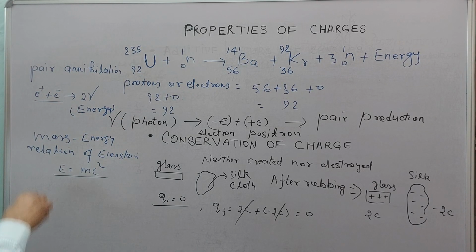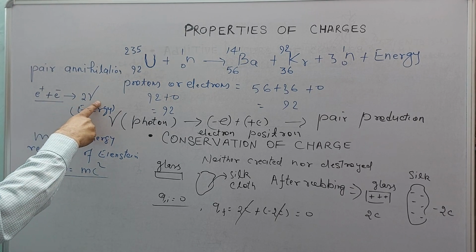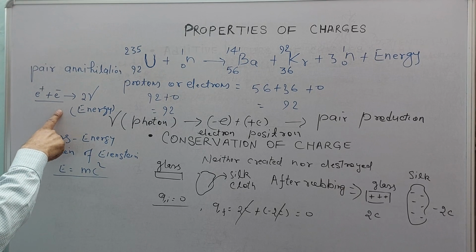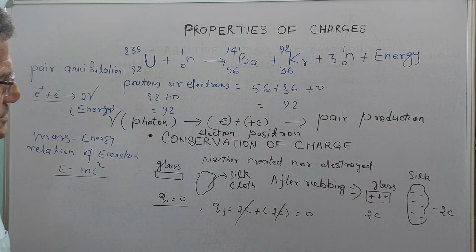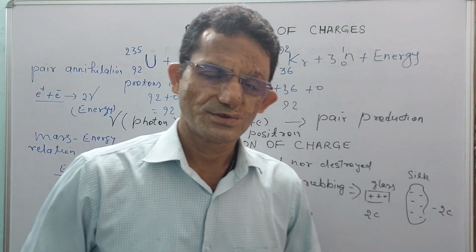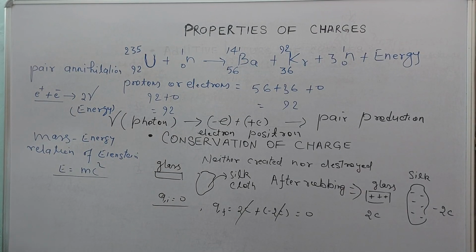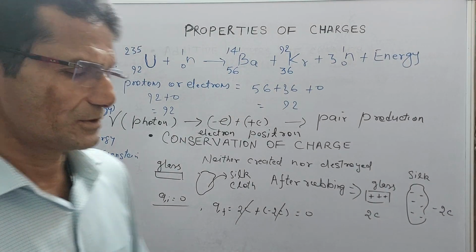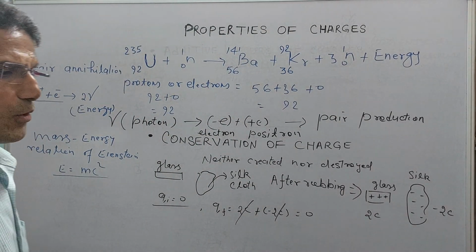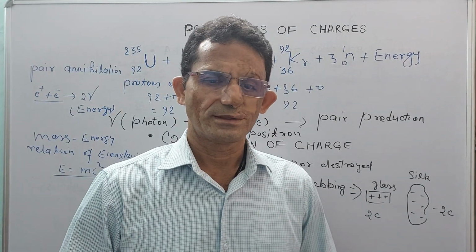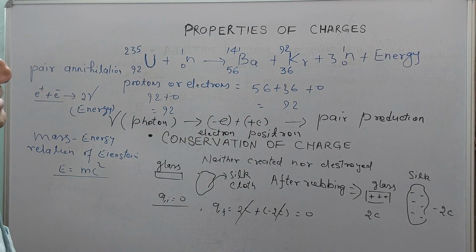We can see that the total charge before is 0, and after combining the positron and electron it is once again 0. So the total charge in any isolated system of objects should be conserved. It cannot be destroyed or created. It is only transferred from one object to another, and this is where we have discussed the properties of charges.